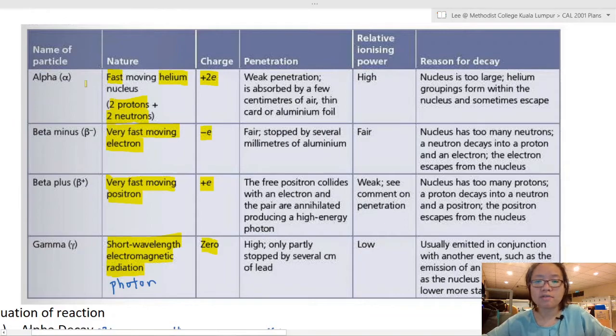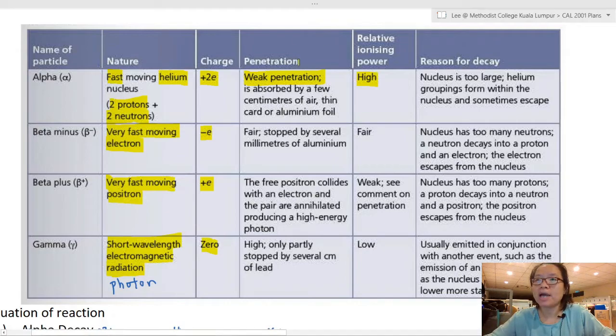So for example, alpha is very heavy. If it's very heavy, it means it cannot penetrate well. You cannot travel far because you're very heavy. But the ionizing power is high. Ionizing power is the ability for the helium to remove electrons from other molecules. Now, if the helium is very heavy, it is easier for it to knock off the electrons from another molecule. So the ionizing power is high.